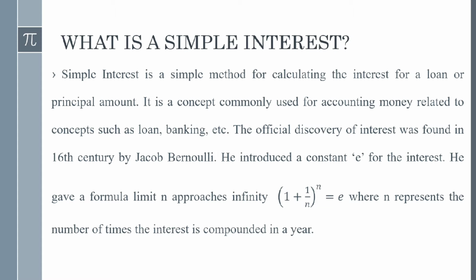Simple interest is a simple method for calculating the interest for a loan or principal amount. It is a concept commonly used for accounting money related to concepts such as loans, banking, etc. The official discovery of interest was in the 16th century by Jacob Bernoulli. He introduced a constant for the interest. He gave a formula: limit as n approaches infinity of (1 plus 1 over n) to the power of n equals e, where n represents the number of times the interest is compounded in a year.